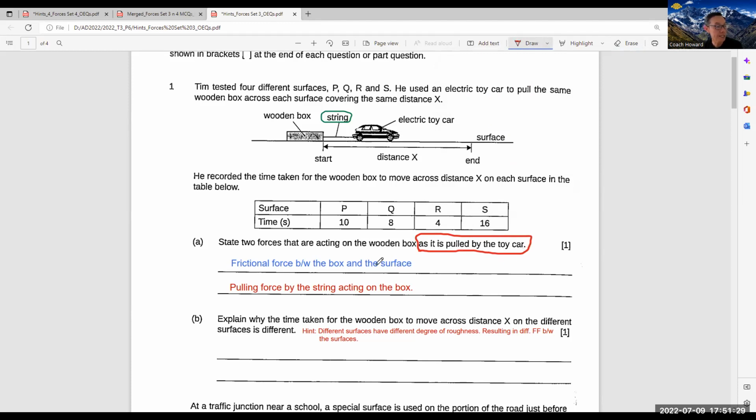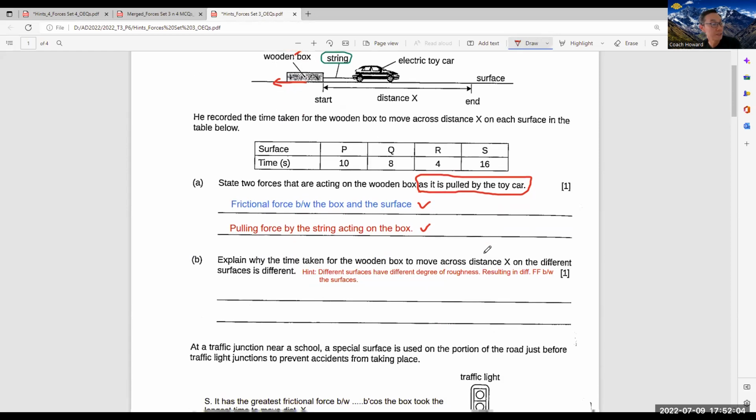So we can only accept these 2 answers. Frictional force, because as this block moves forward, frictional force will act in the opposite direction. So you get this one: frictional force between the box and the surface. And secondly is the pulling force by the string acting on the box. So there's a pulling force here. So take note, you cannot write gravitational force, because they say as it is being pulled by the toy car.